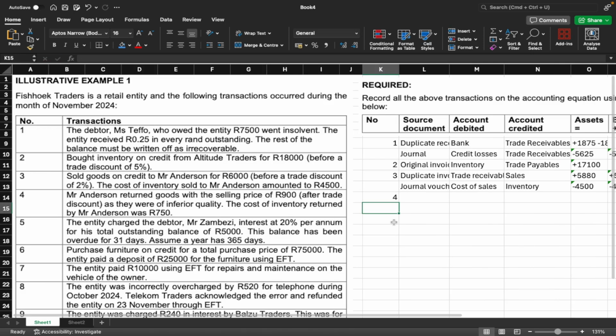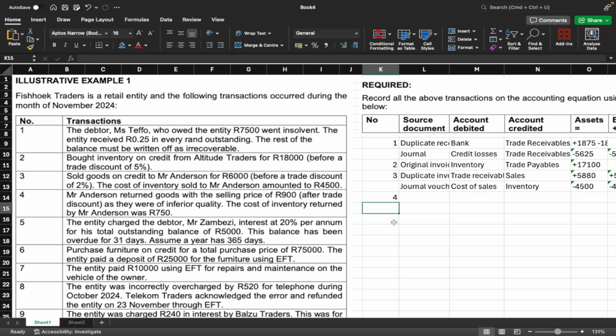Mr. Anderson returned goods with the selling price of 900 Rand after trade discount as they were of inferior quality. The cost of inventory returned by Mr. Anderson was 750 Rand. And so, of course, we have what is called a sales return here. They're returning goods that we initially sold to them. So what are we going to do in this case? What journal entry are we going to pass?